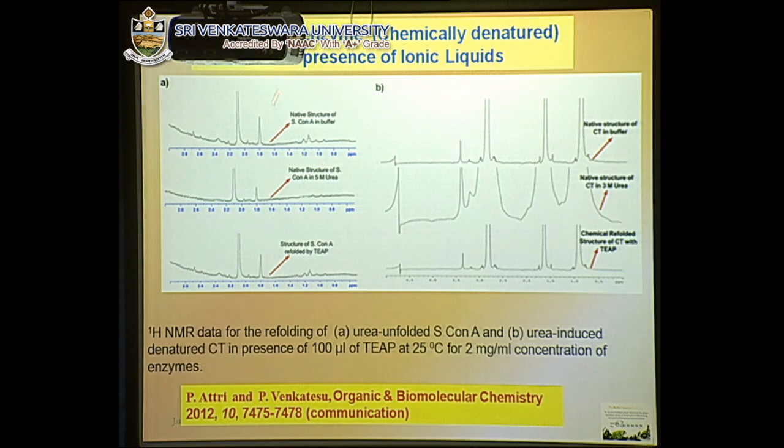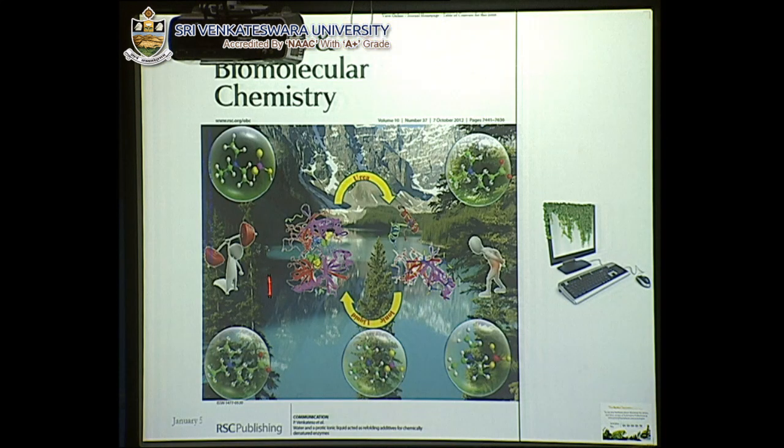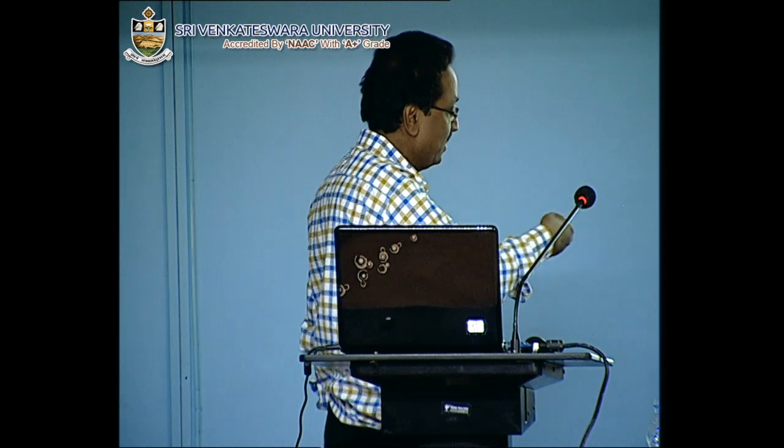Then we did chemical denaturation studies. We took the protein and unfolded it in the presence of urea, then refolded it again. You may see this is the unfolded state, this is the native state and this is the refolded state. So these two states are almost matching. These results are highlighted in Organic and Biomolecular Chemistry, which is published by the Royal Society of Chemistry.